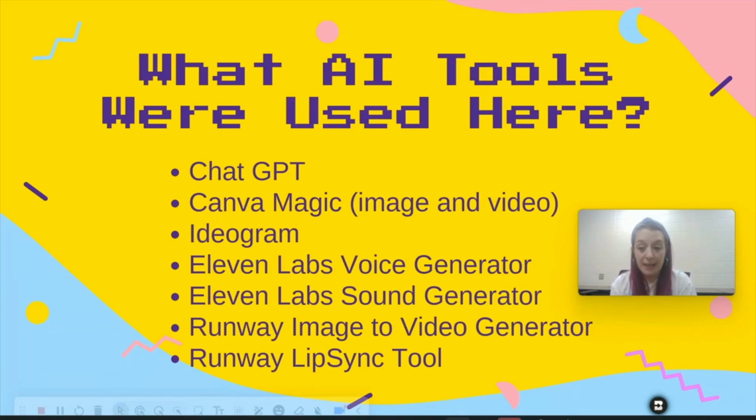The entire escape room was completely generated through AI, and here are the tools that were used. I used ChatGPT to build up my script and descriptions, Canva Magic and Ideogram both gave me my images. I used the 11 Labs voice generator and sound generator for the voices and the sound effects that you'll hear. The image to video generator from Runway allowed some of my images to move. And then finally, for Cyber Max, I used the Runway lip sync tool to make it look like his mouth was moving as he was speaking.